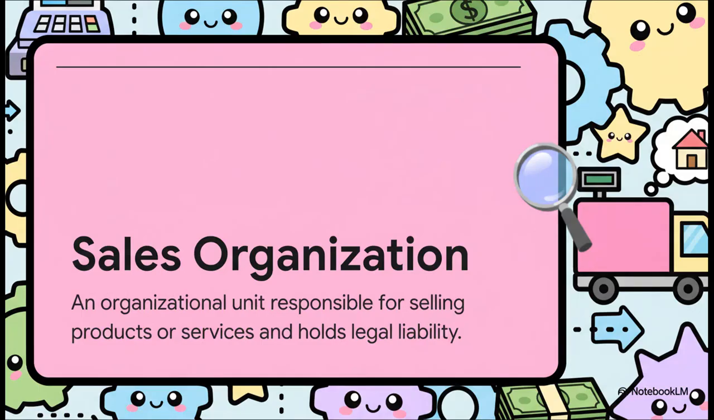All right, now we get to the fun part, the actual selling. A sales organization is the unit that's in charge of negotiating sales deals and getting products out the door. And here's the crucial bit. It's the part of the company that's legally on the hook for those sales and any issues with the products. So inside our U.S. company code, you might have a U.S. West sales org and a U.S. East one, with each handling its own territory.